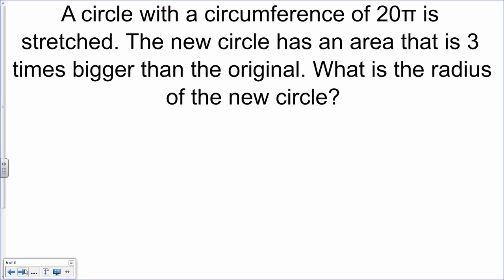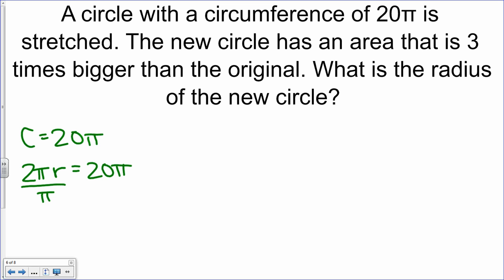If you start with the circumference, again, we want to start out by finding really the radius here. So my circumference of circle 1 is 20 pi. If we set that equal to 2 pi r, because that is your circumference formula, dividing by pi gets you that 2 times your radius is 20. Dividing by 2, the radius of your initial shape is 10.